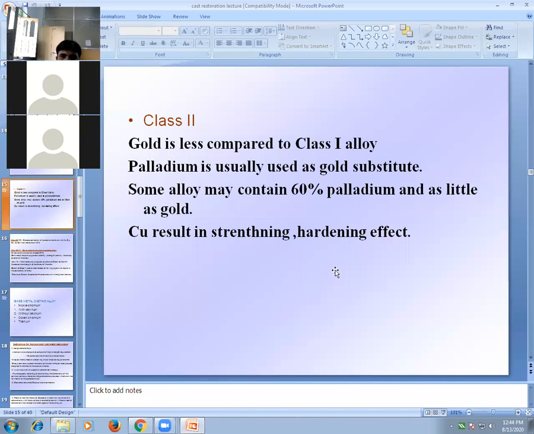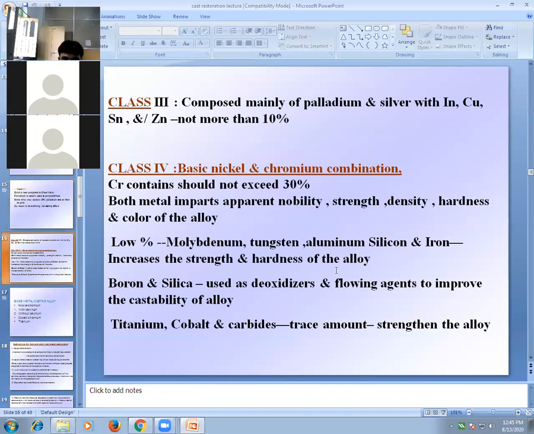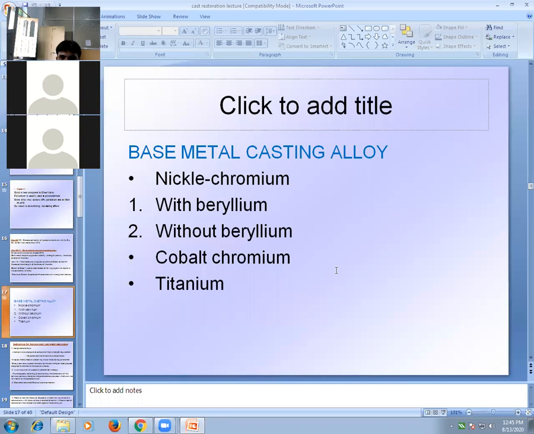So now in class 2, there is less gold compared to the class 1 alloy. Palladium is usually used as a gold substitute. So some alloy may contain 60% of palladium and as little gold. Copper results in the strengthening and the hardening effect. Like as I already told you, the class 3 and class 4, they are basic nickel and chromium combinations. So generally the base metal casting alloys are nickel chromium. Then nickel chromium is again classified into with beryllium or without beryllium. And then next is cobalt chromium and titanium alloys.